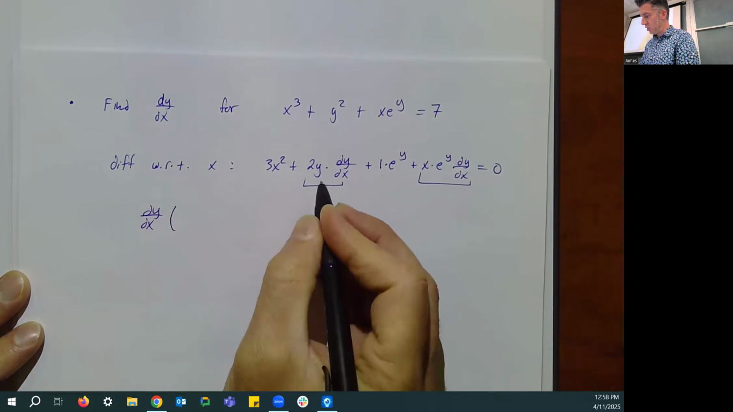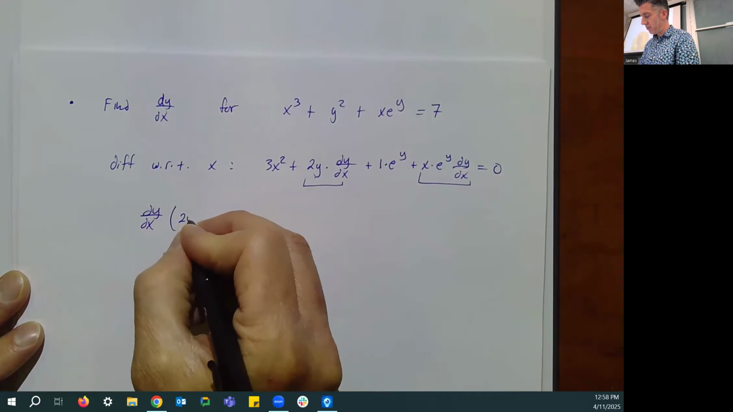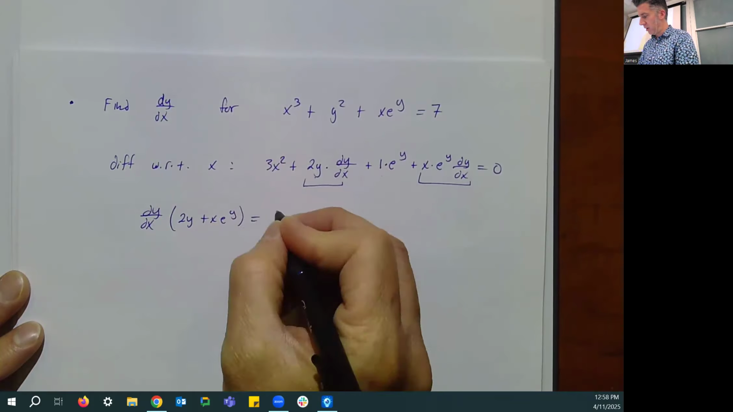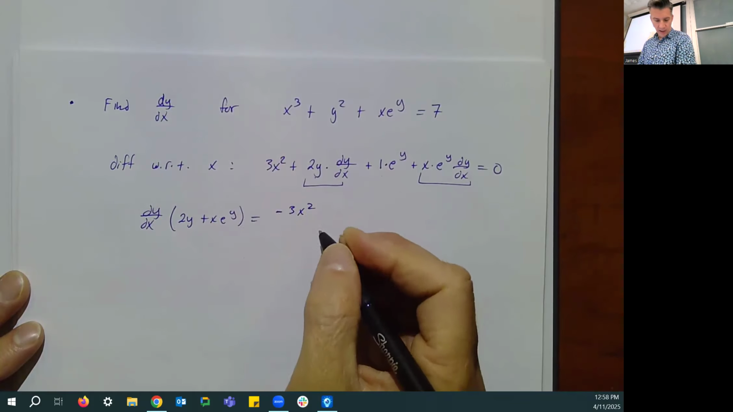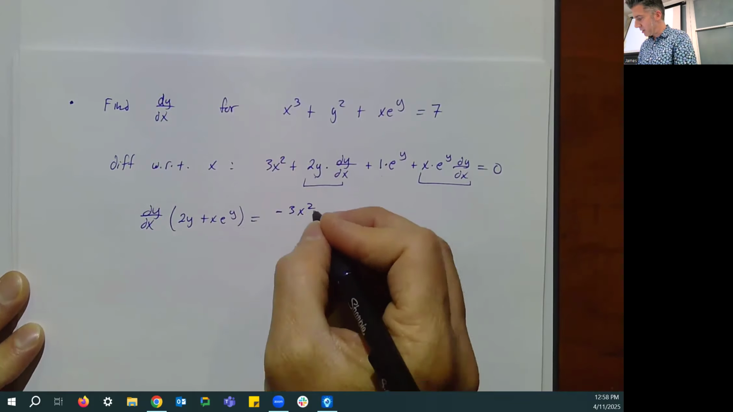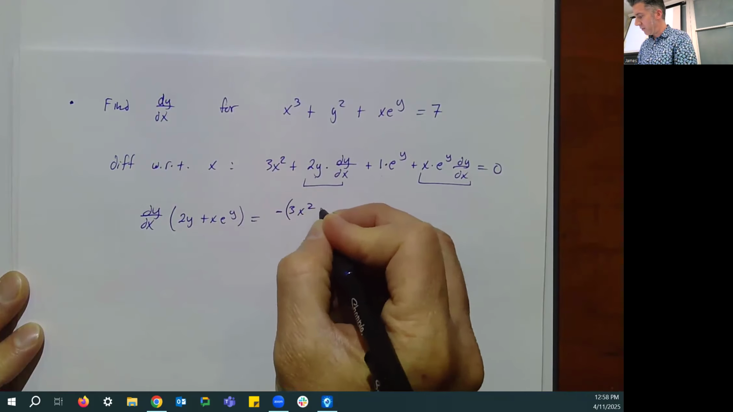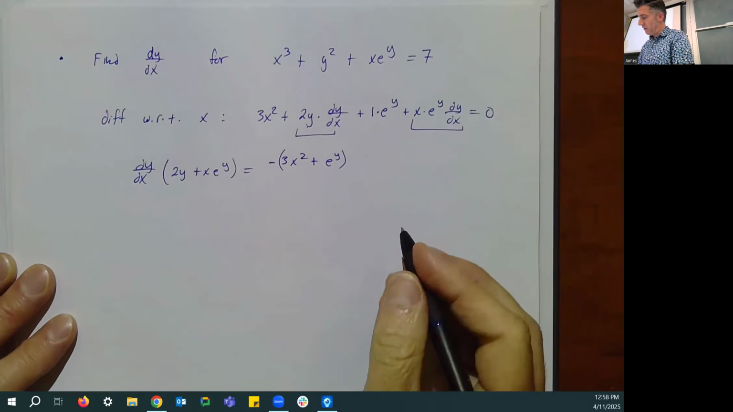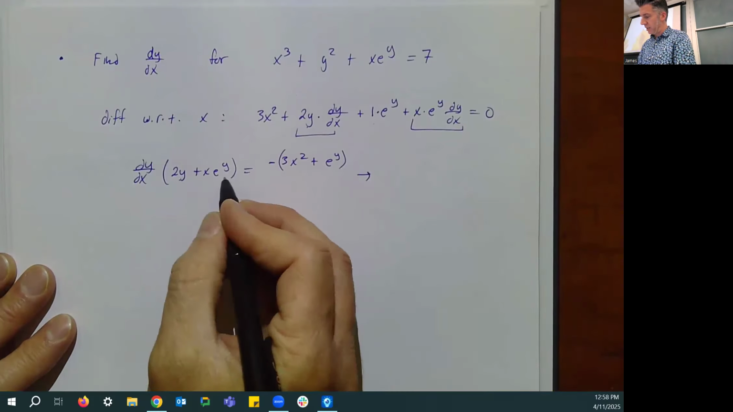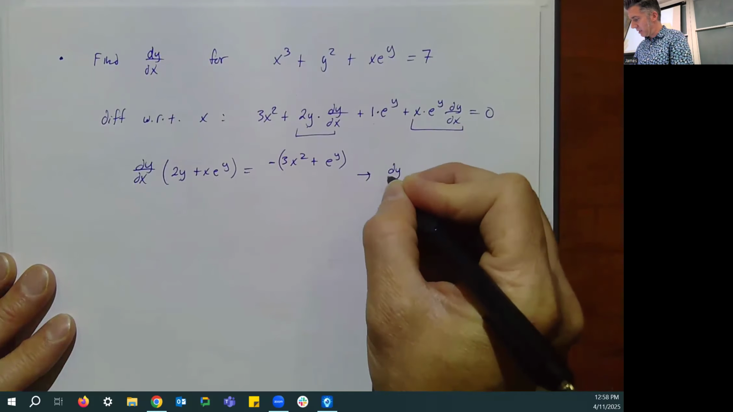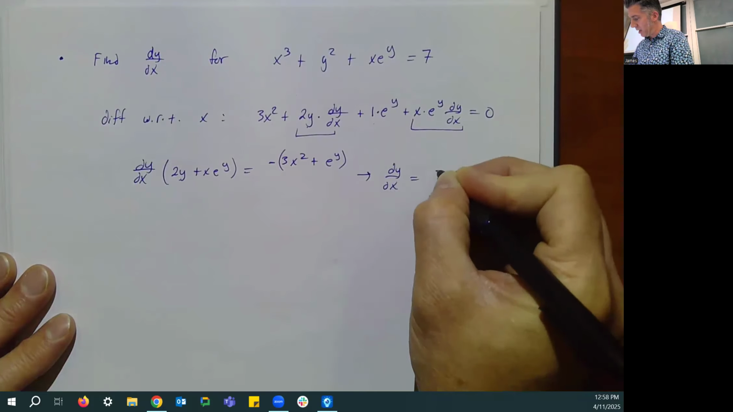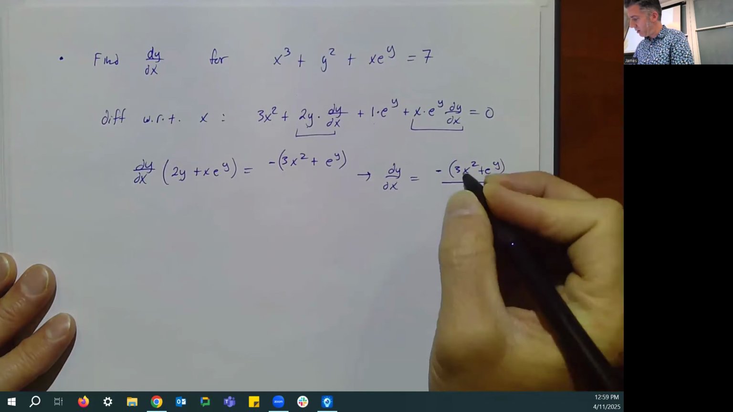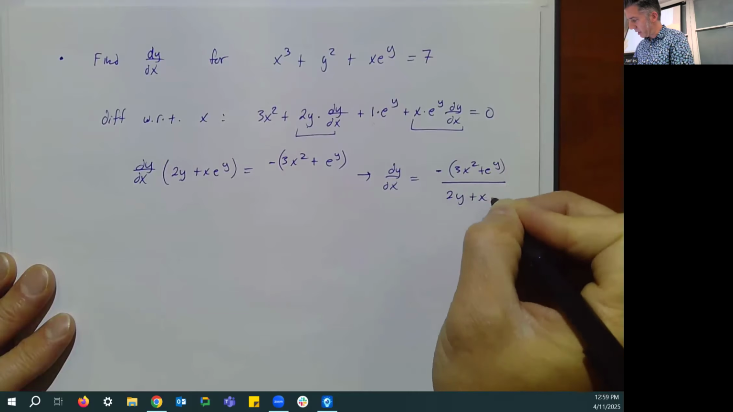Dy dx times 2y plus x e to the y is equal to negative 3x squared minus e to the y. Actually, I'm going to write it as negative of 3x squared plus e to the y. There is a reason for this, I promise. And then finally, we would divide both sides by 2y plus x e to the y to get dy dx is equal to negative 3x squared plus e to the y divided by 2y plus x e to the y.